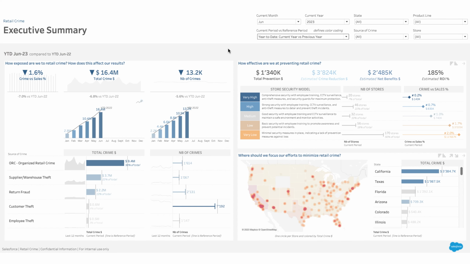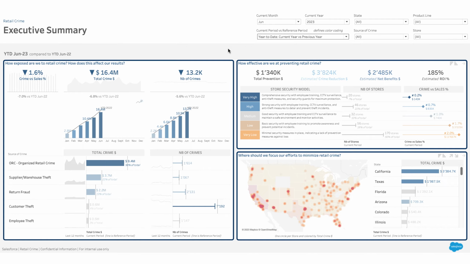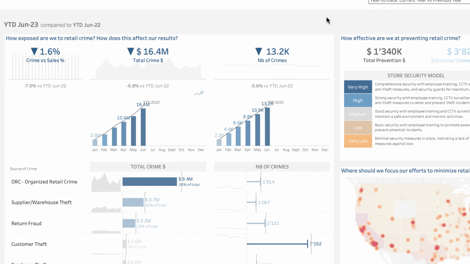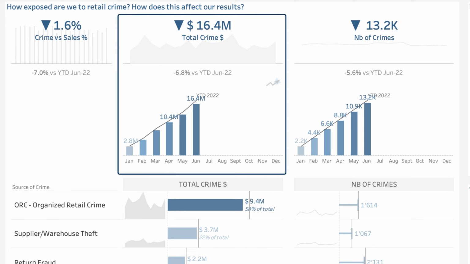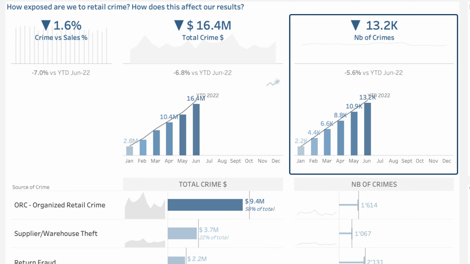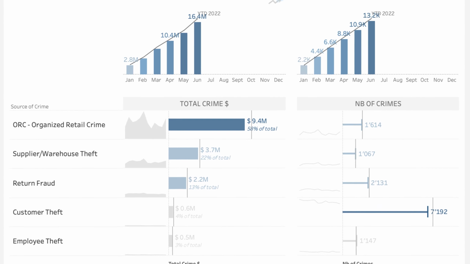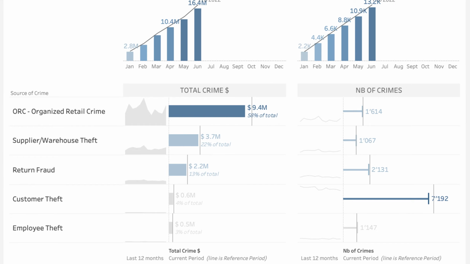The executive summary is composed of 3 sections. At the top left, how exposed are we to retail crime? And how does this affect our results? From left to right, share of lost sales, total cost of crime, and number of criminal events. At the bottom, which sources of crime have the greatest impact on us?